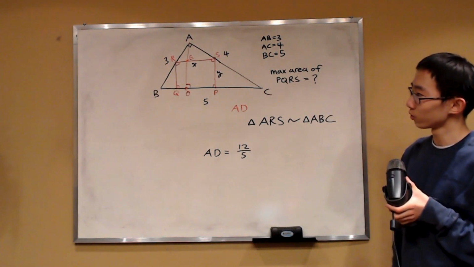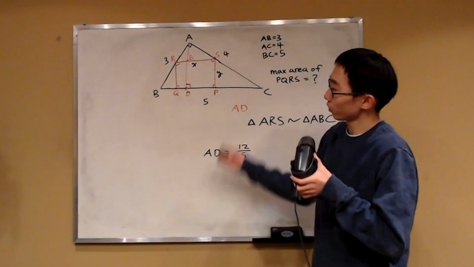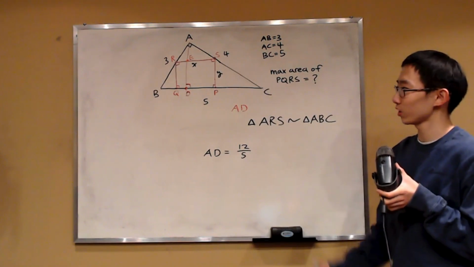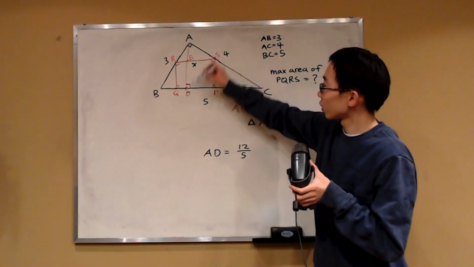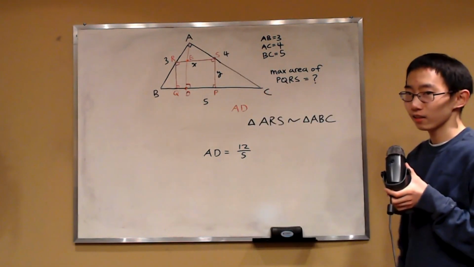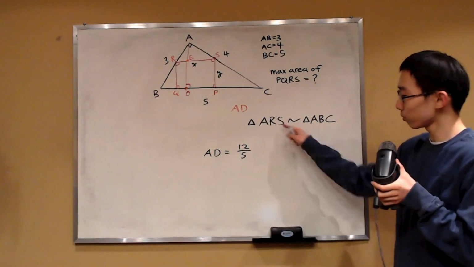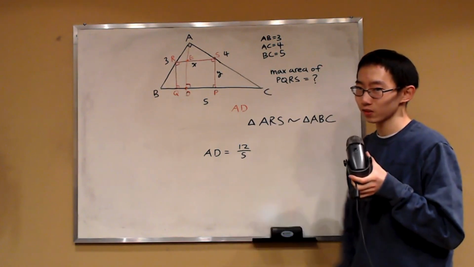But what should we use? I mean, we don't know what AR is. We don't know what AS is. So what do we do? Well, here's the thing. We just got the altitude of the larger triangle ABC, right? And because these two triangles are similar, we can also compare their altitudes.